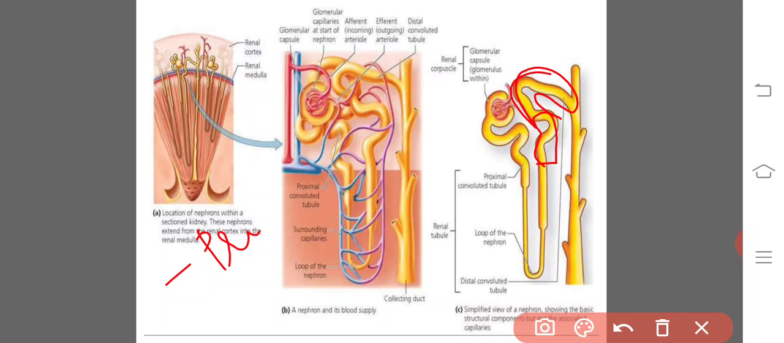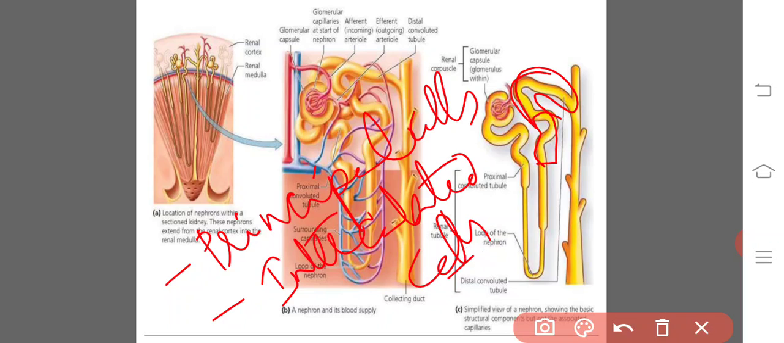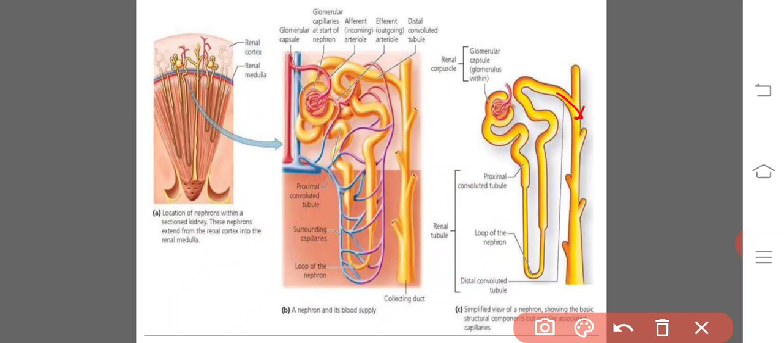The first one are the principal cells, and the second kind are the intercalated cells. Principal cells and intercalated cells. Intercalated cells are always with microvilli. That is the specialty of the intercalated cells. The terminal part of the distal convoluted tubule is the collecting tubule. It opens into the collecting duct.